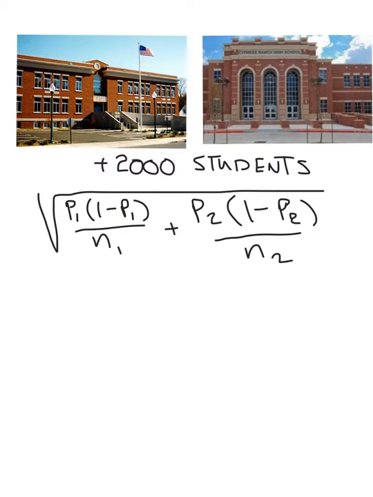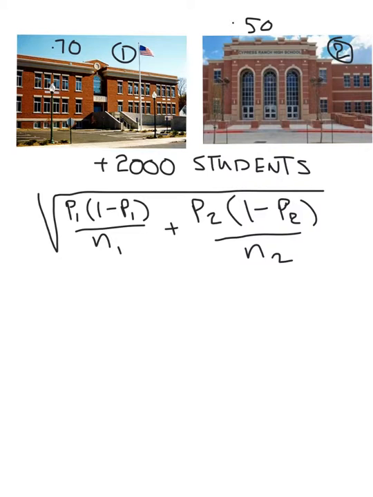Okay, let's review real quick. This problem with the two schools. So let's just say this is school number 1 and this is school number 2. Now they said that 70% of the kids did their homework at school number 1 and 50% did their homework at school number 2. Remember?